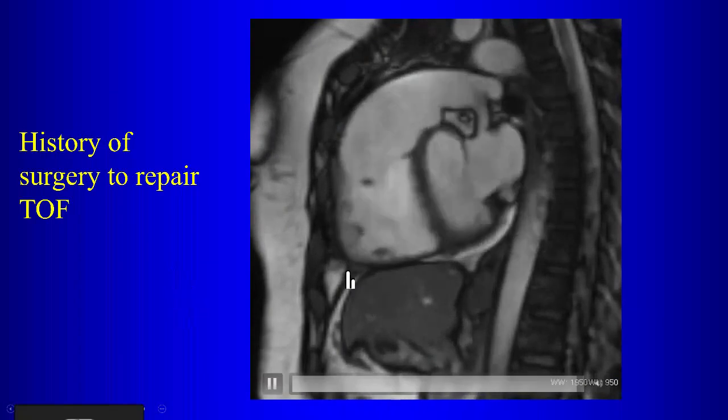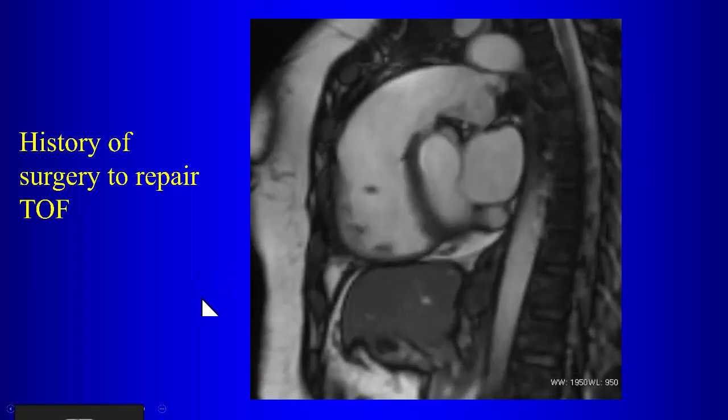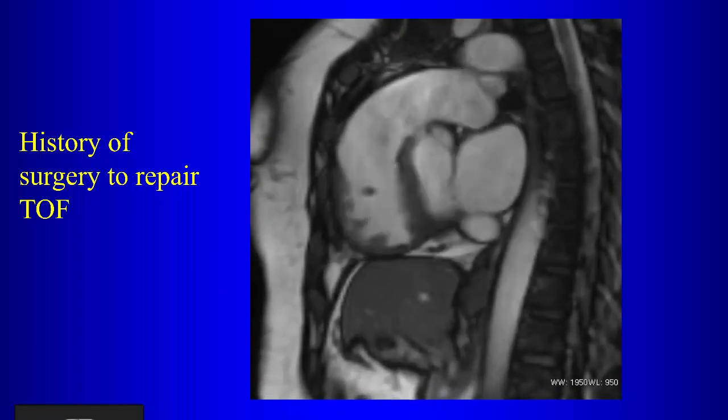Okay, so this is a sagittal view here. So this guy is what? Right ventricle. This guy is, yeah, so main pulmonary artery. So the right ventricle and the main pulmonary artery are kind of big, which is unusual, right? You wouldn't expect the pulmonary artery to be big with tetralogy of Fallot. But why does that occur after surgery for tetralogy of Fallot? Why would the pulmonary artery enlarge after surgery? Why would the right ventricle enlarge after surgery for tetralogy of Fallot?